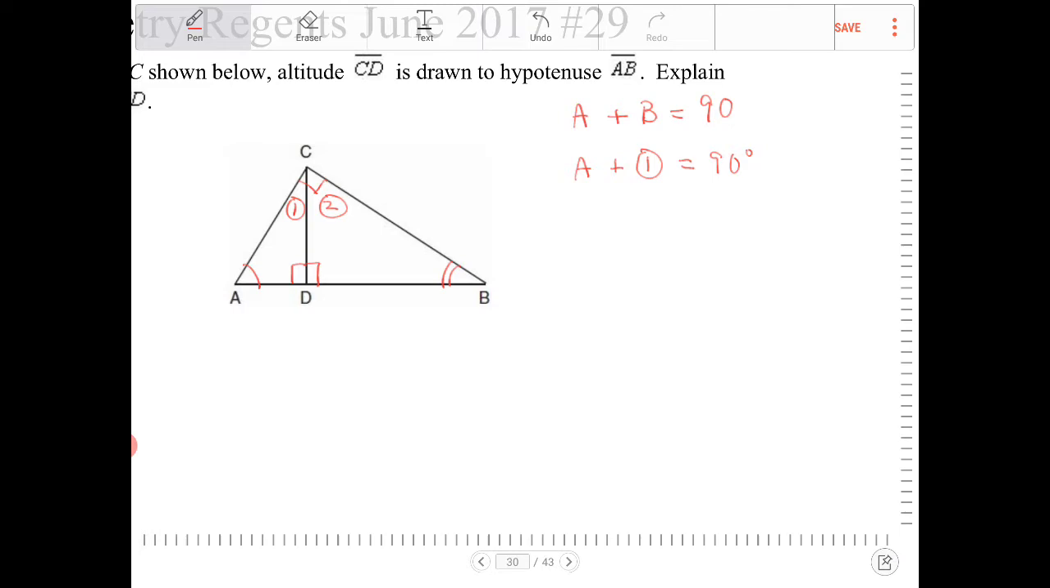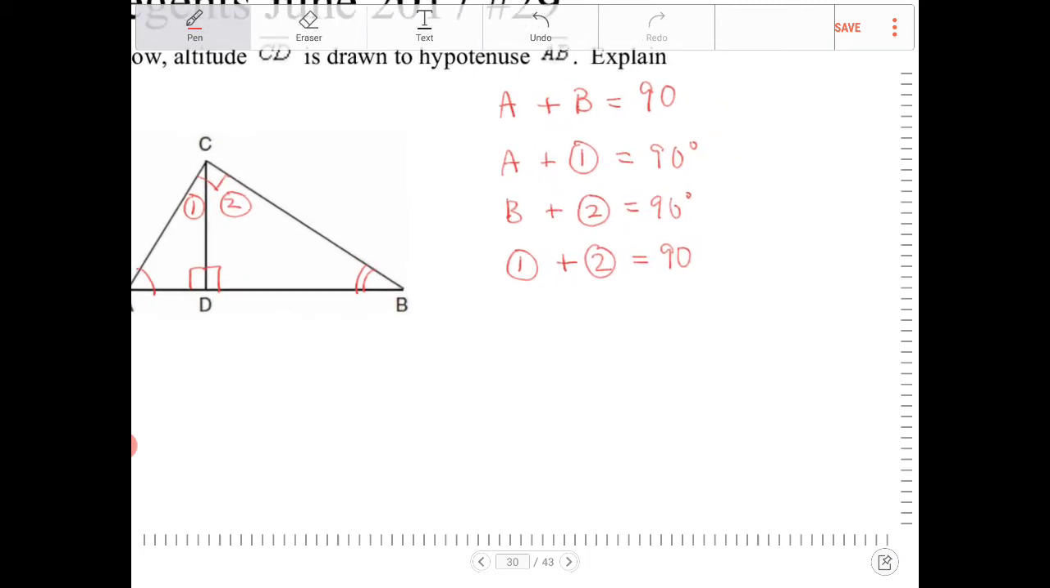Looking at the medium-sized triangle, triangle BCD, we can make a very similar argument and say B plus 2 is also equal to 90. And then the last relationship is that 1 plus 2 must also equal 90, because 1 and 2 make up angle C, and angle C is 90 degrees, so 1 plus 2 is equal to 90. Why is this important? Why am I showing you all of this?